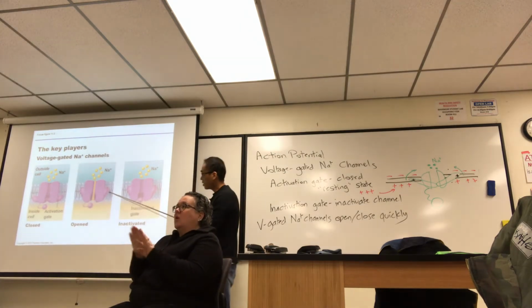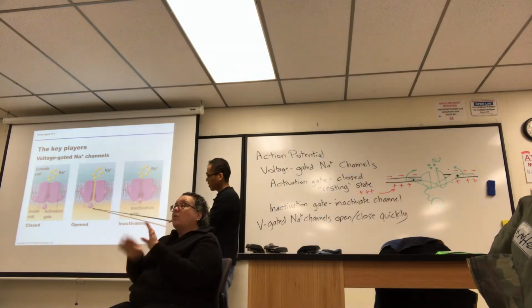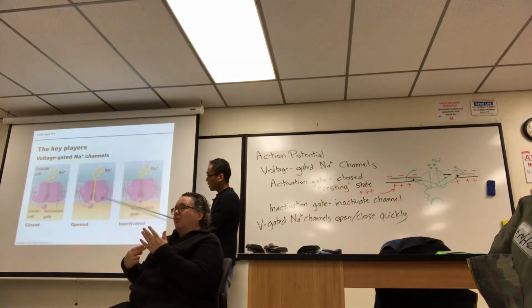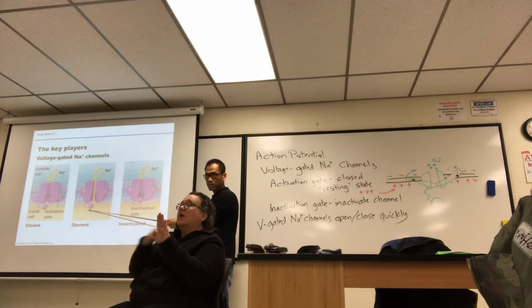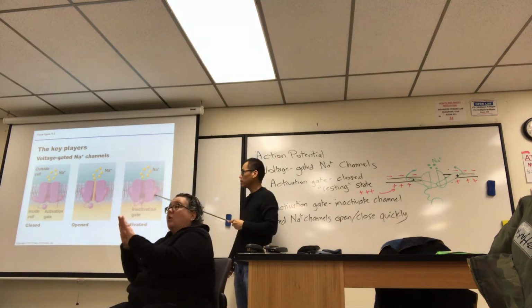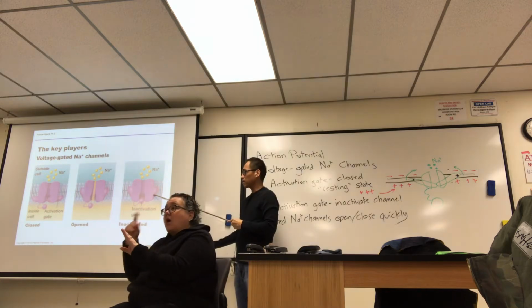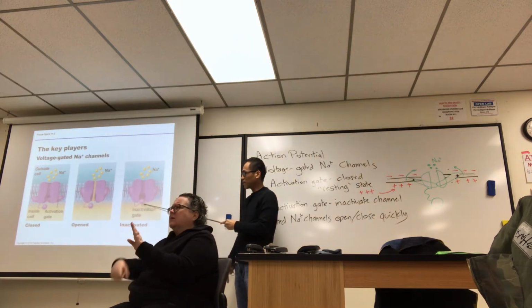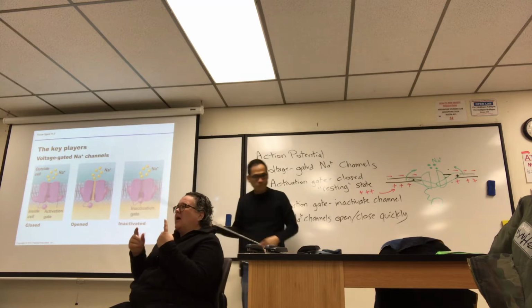Point to the middle frame. Is this channel open or closed? Open. It's open because both gates are open. The activation gate is open, and the inactivation gate is still open. Okay. Is this channel open or closed? It's closed. Which gate is closed? The inactivation gate. So what we learn is only one gate needs to be closed for the channel to be closed, right?